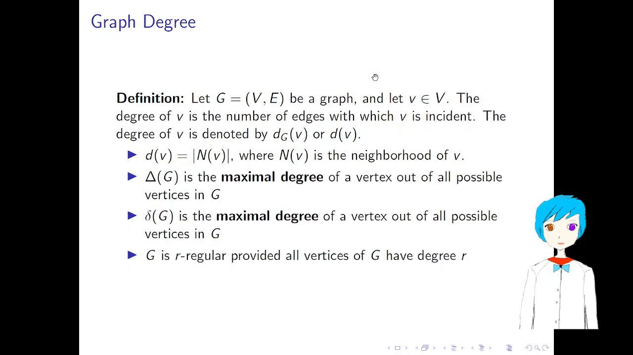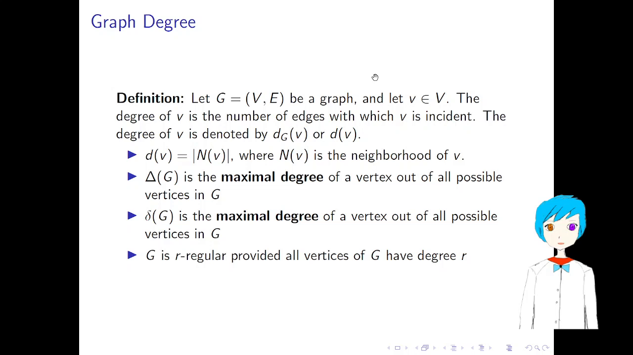Also, we can derive subgraphs from an existing graph. Suppose G is a subgraph of H, where H is a graph. Then that means the vertex set of G is a subset of the vertex set of H, and the edge set of G is a subset of the edge set of H.